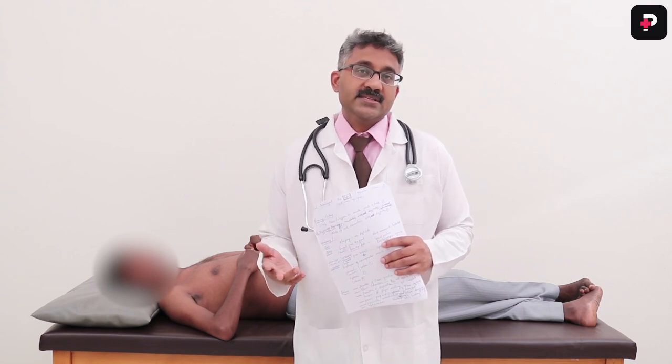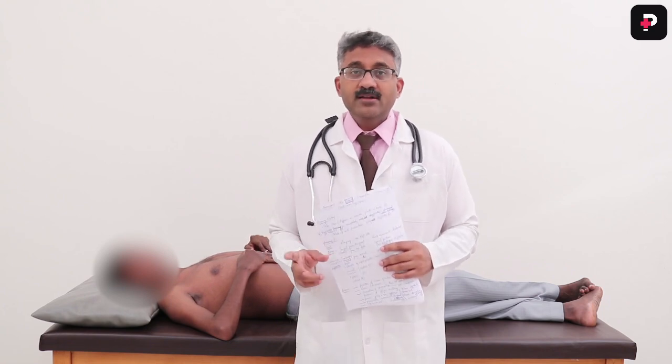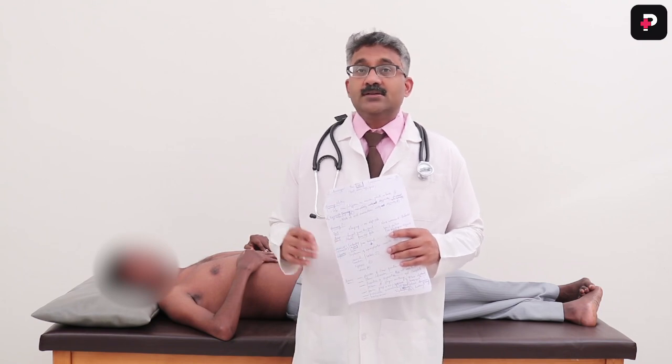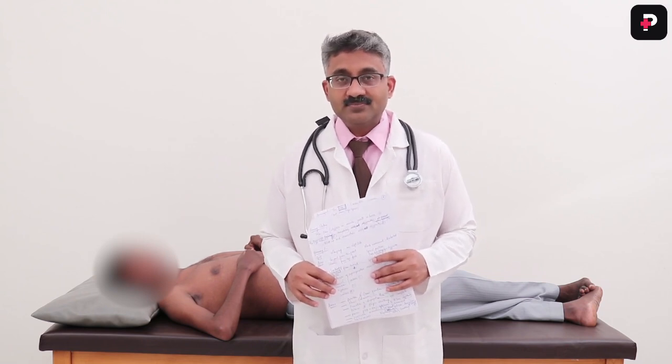Then duration, for how many days the joint pain is there. If it's more than 6 weeks, then it is chronic. Less than 6 weeks, usually we consider it as acute. So more than 6 weeks, less than 6 weeks. So the duration is important. Then inflammation is important. Then you have to ask how many joints are involved. Usually it is classified as monoarthritis where a single joint is involved, oligoarthritis, less than 4 joints involved, and more than 4 joints is polyarthritis.